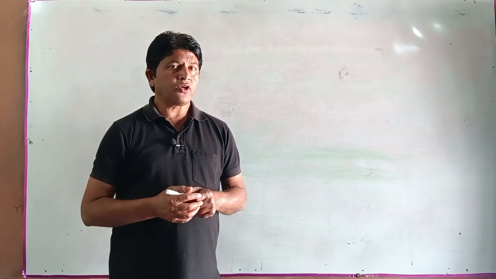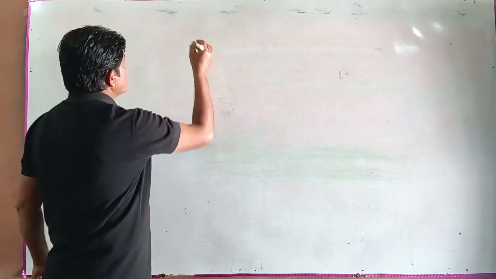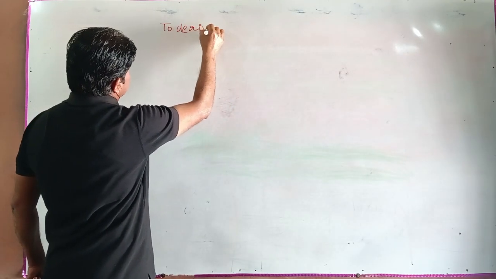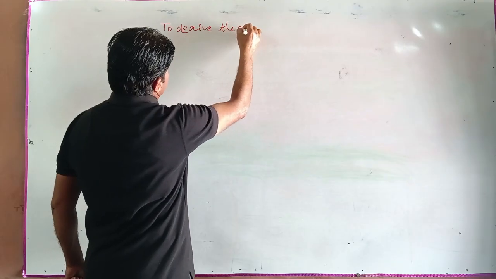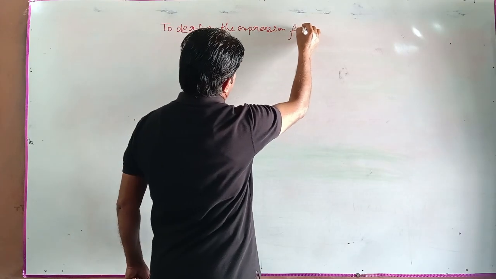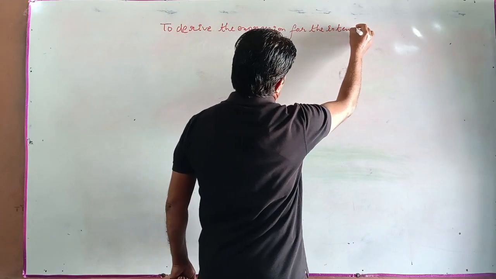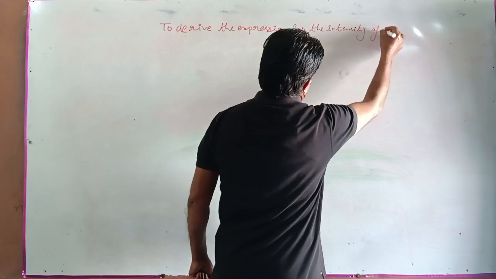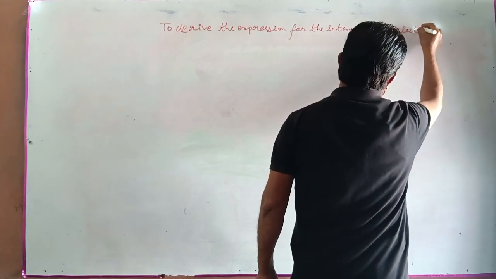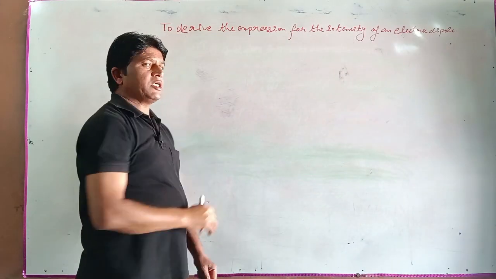Now let's move on to our main topic. And what is our main topic? Our main topic is to derive the expression for the intensity of an electric dipole. So it is our main topic.